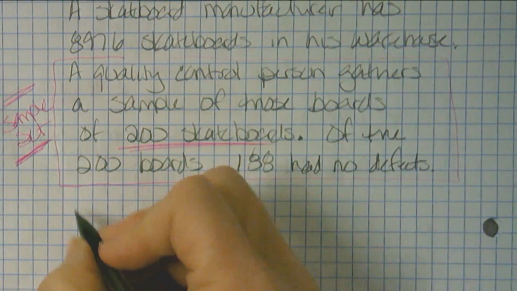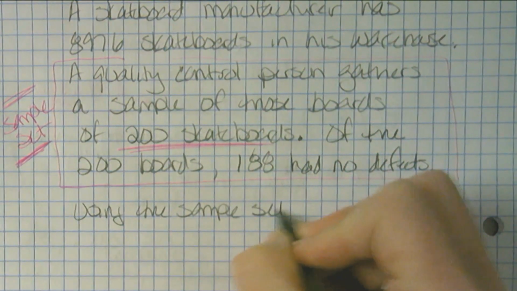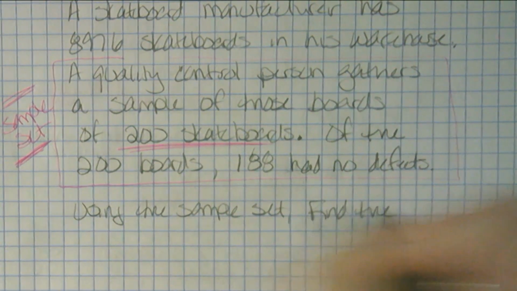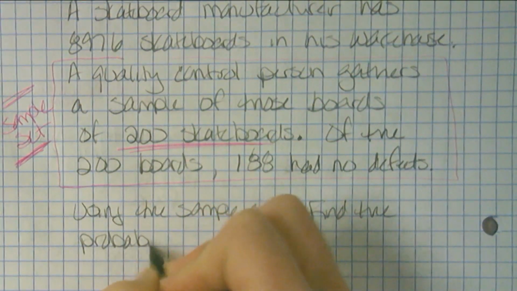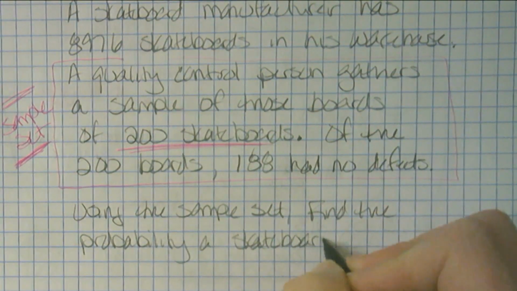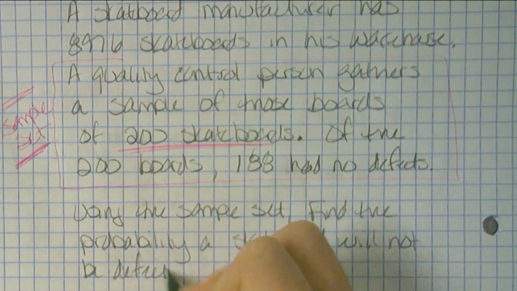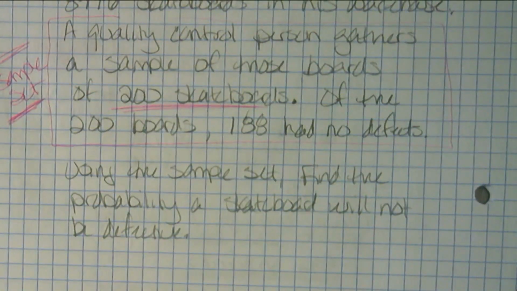All right. So using the sample set, find the probability a skateboard will not be defective. All of you do that right now. So you're using the sample set. So right now you don't care about that total number of skateboards of that 8,976. We're just dealing with the sample set.